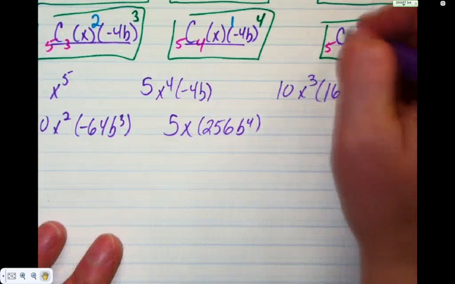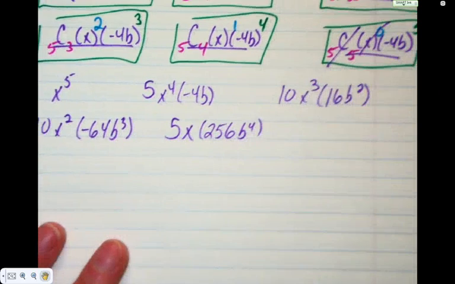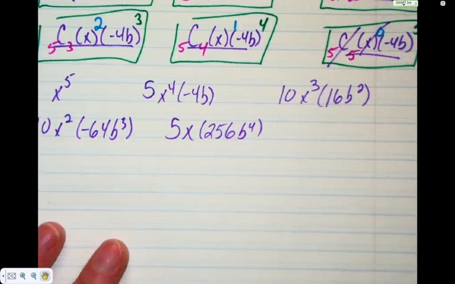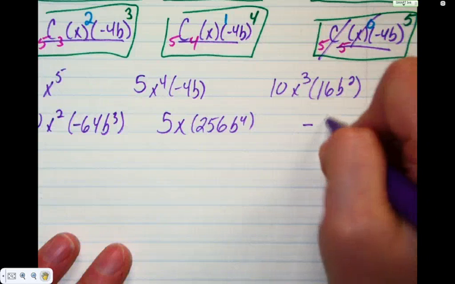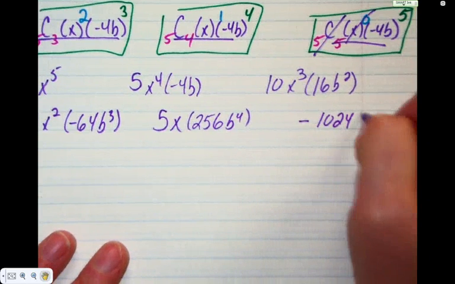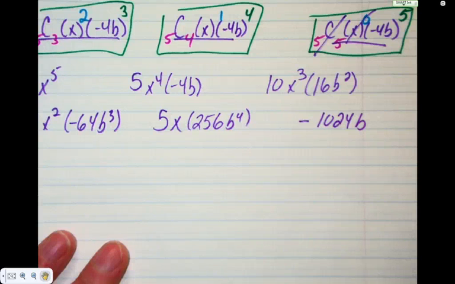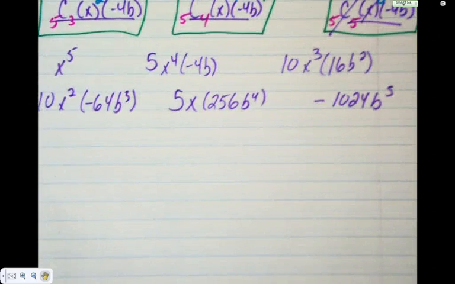And the last term, I know nCn is 1, and I know x to the 0 is 1, so the only thing I have left is the negative 4b to the 5. 1024b to the 5. How are we doing so far?